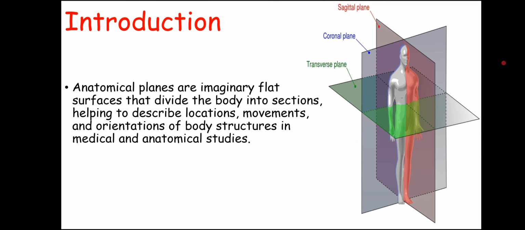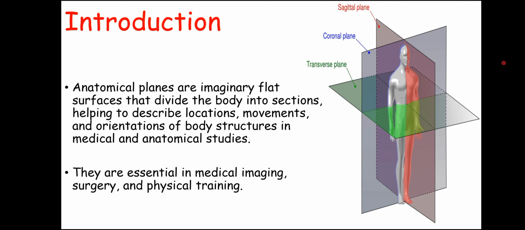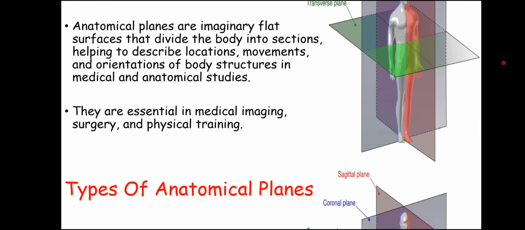Anatomical planes are imaginary flat surfaces that divide the body into sections and help to describe location, movements and orientation of body structures in medical and anatomical studies. They are essential in medical imaging, surgery and physical training.